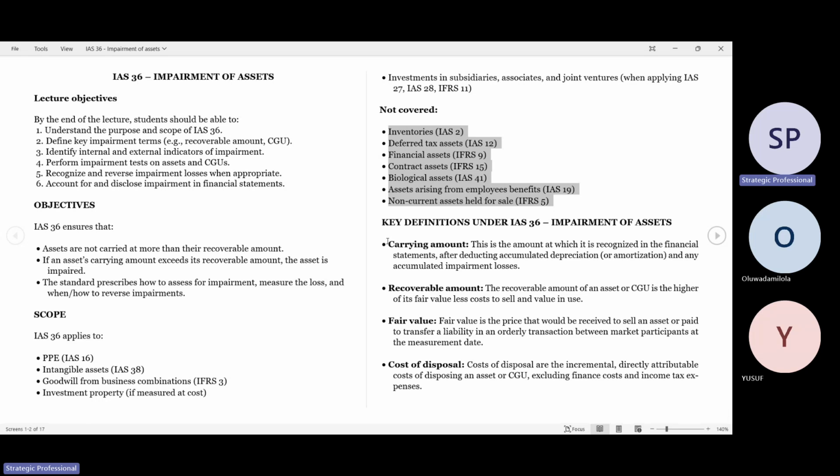Okay. So for us to have a good understanding of what this standard is talking about, we need to familiarize ourselves with the terms. The first one is the carrying amount. What does carrying amount mean? Prior to the introduction of IFRS, carrying amount is net book value. That's the layman understanding of carrying amount. And it simply means the cost you acquired an asset less accumulated depreciation. If it is an intangible asset, less amortization and any impairment loss. That is what carrying amount means. It means the cost less depreciation, less impairment loss, if any.